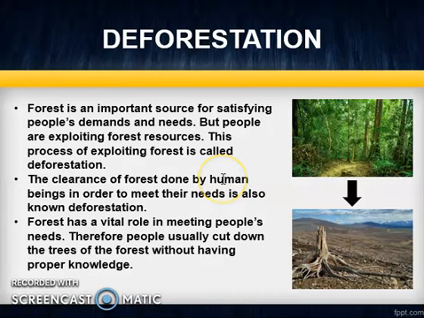Continuing our discussion about chapter number 5 for our course, right now we want to discuss the second environmental issue related to our course. This environmental issue is titled deforestation.